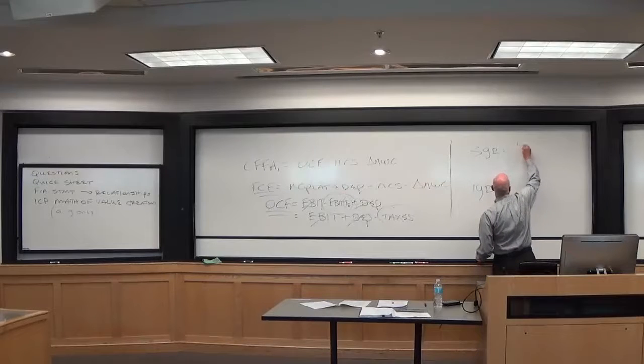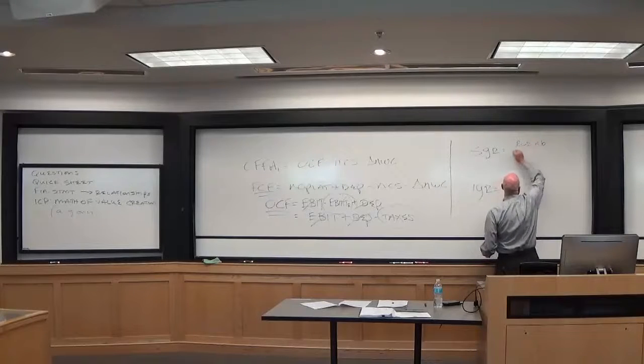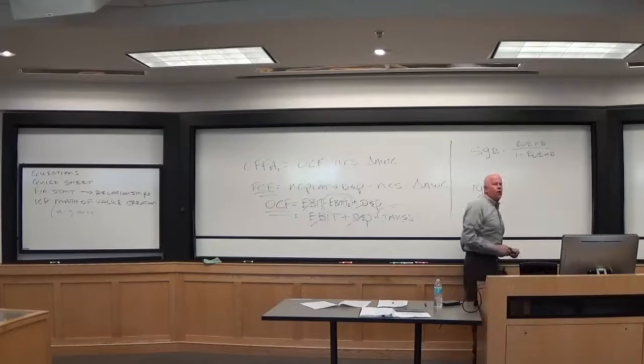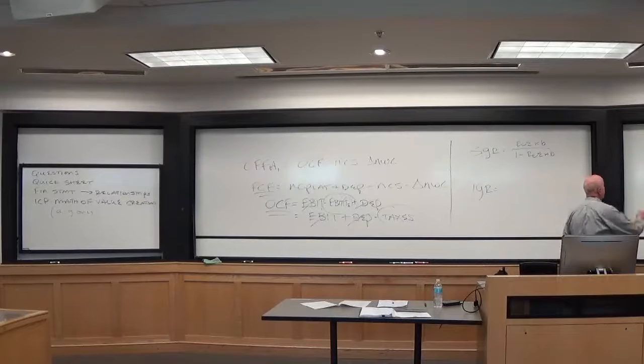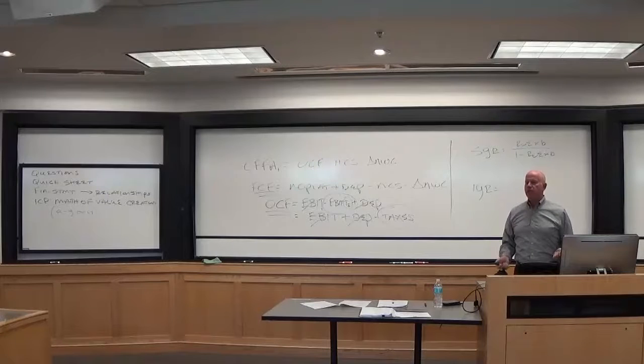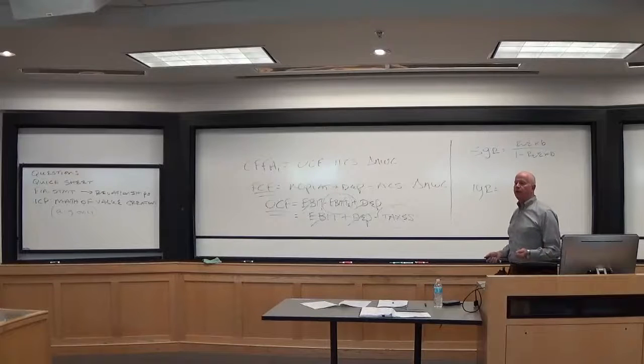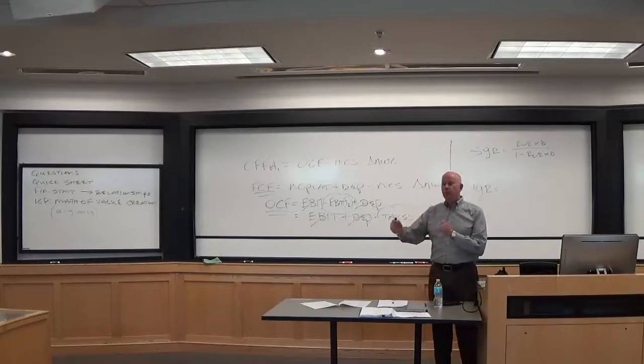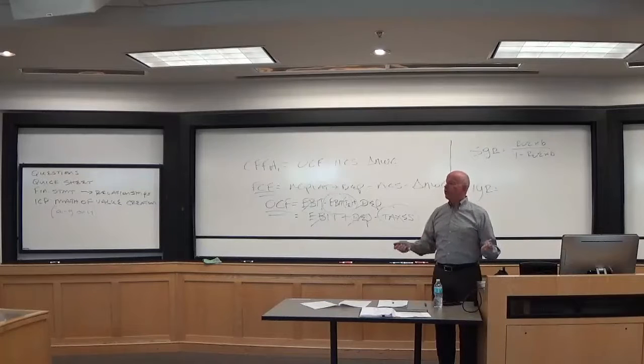SGR is ROE times B divided by 1 minus ROE times B. What's ROE? Return on equity. And how do I calculate it? Net income divided by total equity. Okay? One of those comes off the income statement, right? One of those comes off the balance sheet. This is a performance metric. It's used predominantly to compare performances of an entity across multiple periods of time, or one entity compared to another.